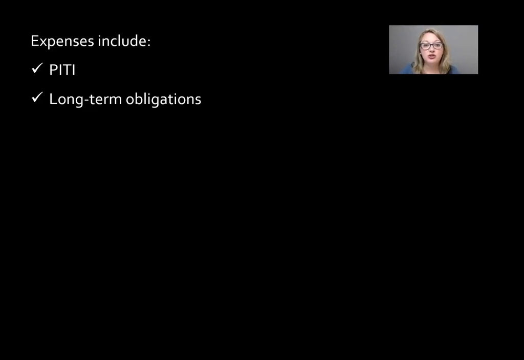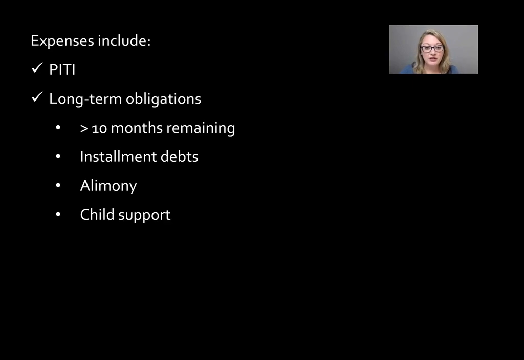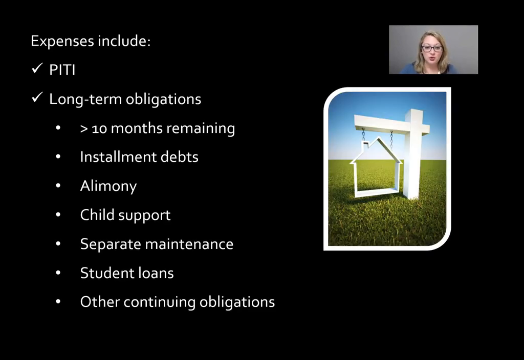Then long-term obligations must be included in the total debt ratios. So this would be any long-term debt that has 10 or more months of payments remaining. So you can omit installment debt that has less than 10 months. Any installment debts, alimony, child support, separate maintenance, student loans, and any other continuing obligations would need to be included in the total debt ratios.